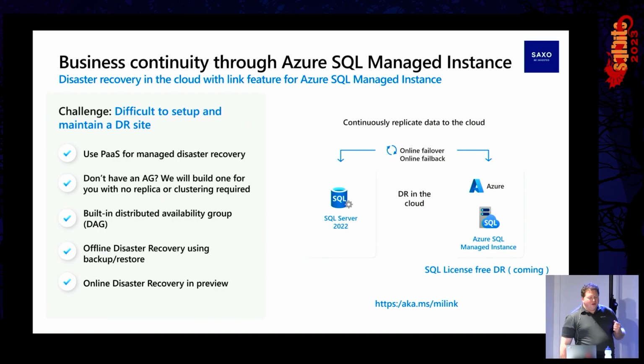You can do, and this is really cool, you can actually fail back if you have a disaster from MI into your on-prem SQL Server. It's an offline operation right now, and we'll talk about why it's an offline operation. In Preview, we have online. We're working on that. It's not there in GA yet. We're working on it.